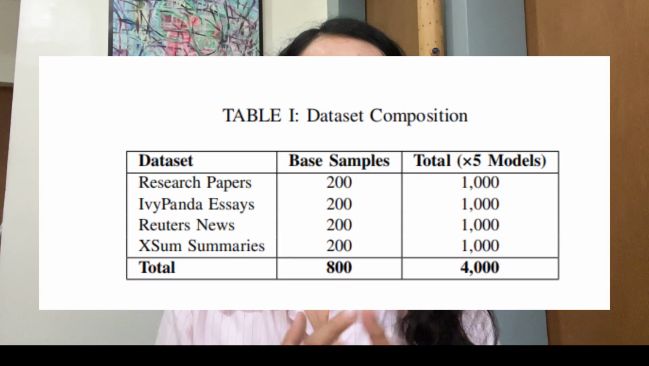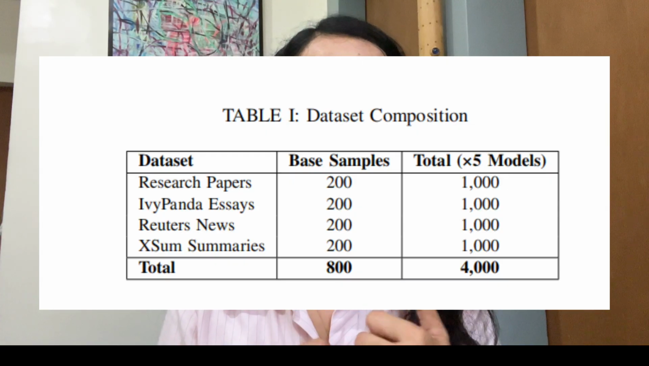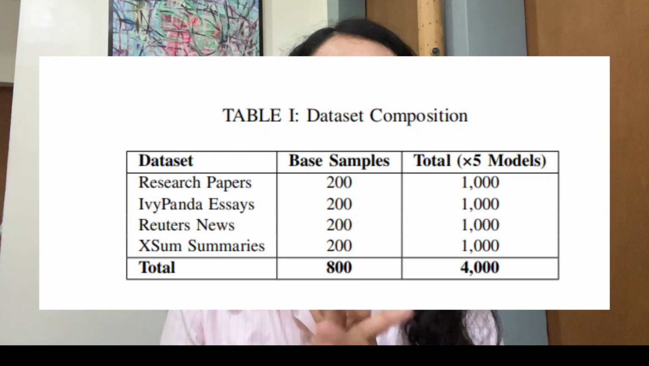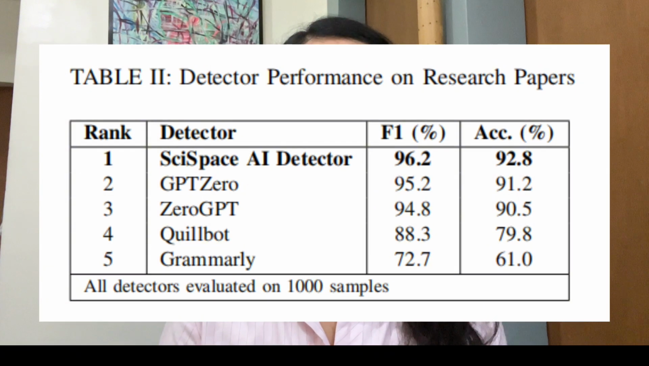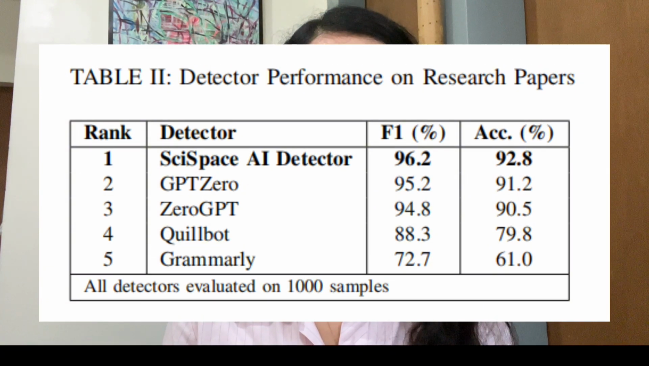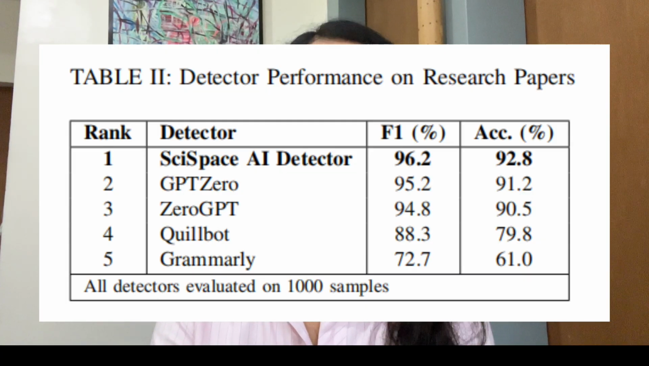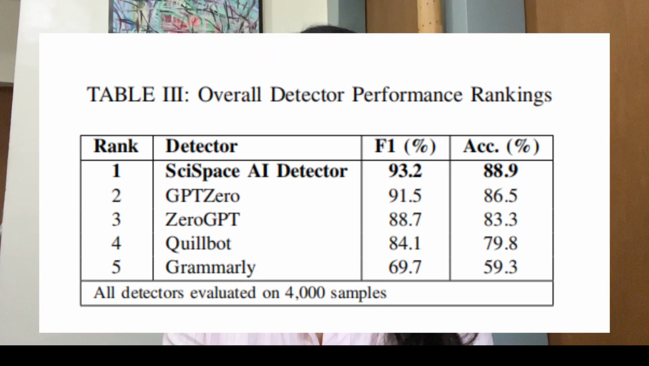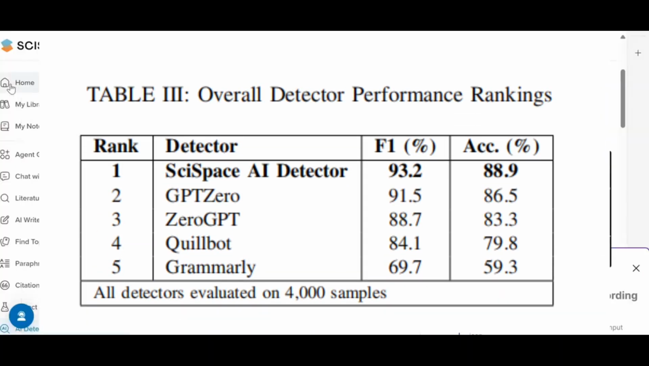There is actually a study comparing five popular AI detectors: GPTZero, ZeroGPT, Copyleaks, Grammarly, and the AI detector from SciSpace. This research study uses 4,000 data samples from research papers, essays, news, and summaries. Based on the results of the study, the SciSpace AI Detector achieves state-of-the-art performance in AI text detection with a 96.2% score on research papers and 93.2% overall performance.